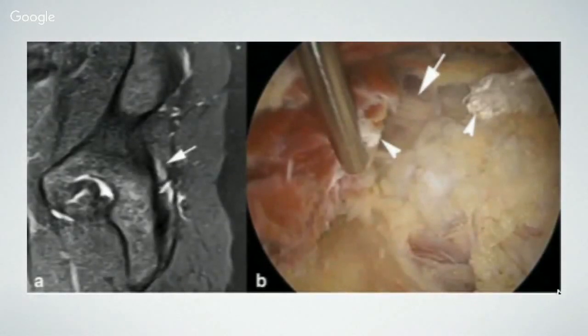So this image is an MRI just showing basically the entrapment of the sciatic nerve near the piriformis muscle, but there's no abnormalities in the piriformis muscle itself. There's just this hyperintensity of the sciatic nerve. And then on the right, it's just an endoscopic image of the piriformis muscle after it's been resected. You see some of the tendon in the muscle belly at the 2 arrowheads, and then just at the arrow itself, you see the sciatic nerve.